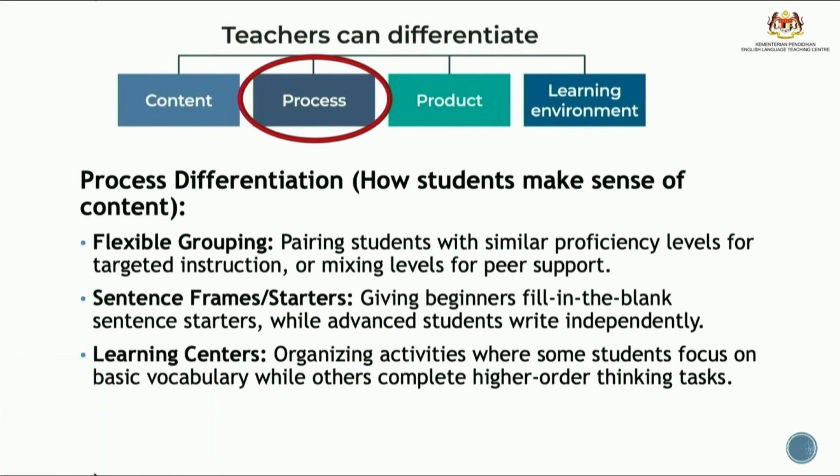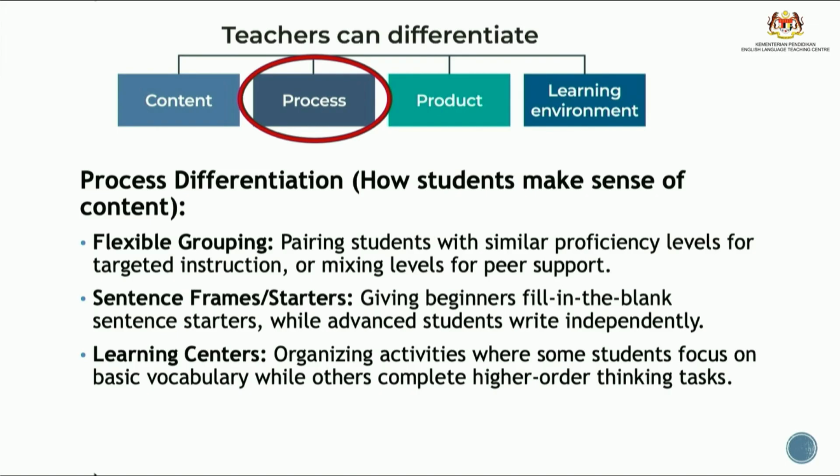So process differentiation is how the students are making sense of the process or what they're doing with the content. So flexible groupings. Groupings can really be part of the process and also the learning environment. So using flexible groupings, we talked a little bit about whether you're pairing students of the same ability or you're using pairs where they have a mixed ability, right? Both serve different purposes. But being able to have students interact with different groups of students or different classmates.